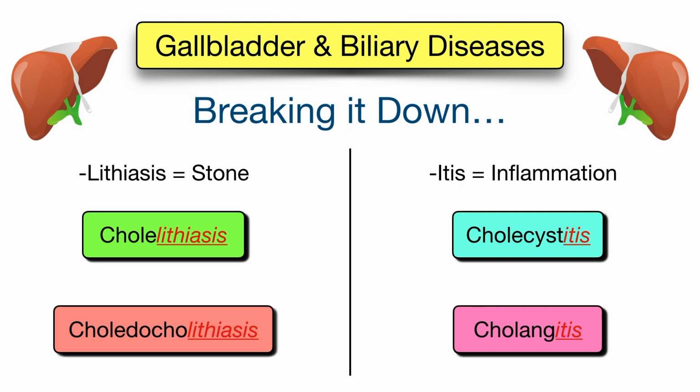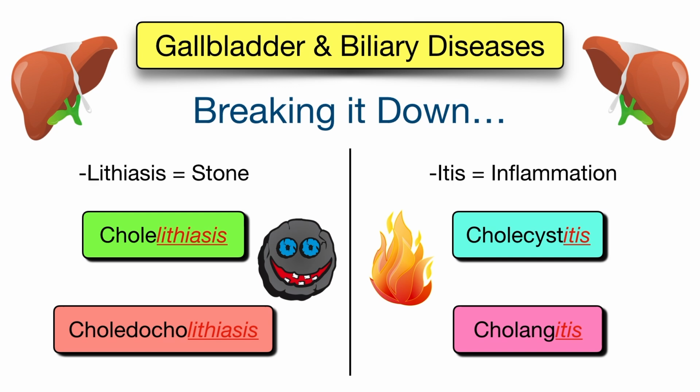So now we know the terms cholelithiasis and choledocholithiasis will have to do with stones, and the terms cholecystitis and cholangitis will have to do with inflammation. Next, we have to figure out where the stones are and where the inflammation is taking place. For that, let's look at each term, starting with cholelithiasis.